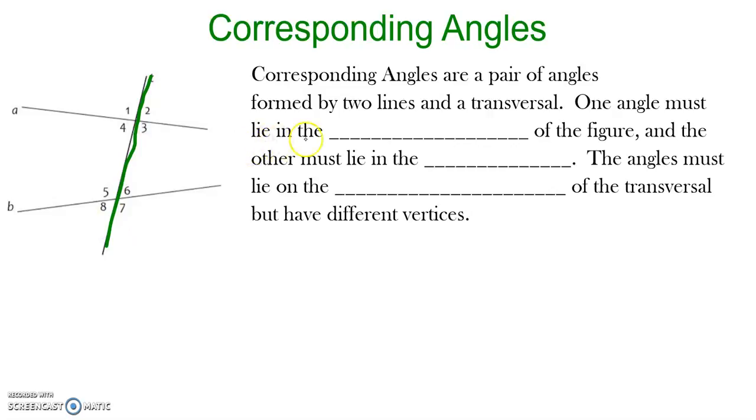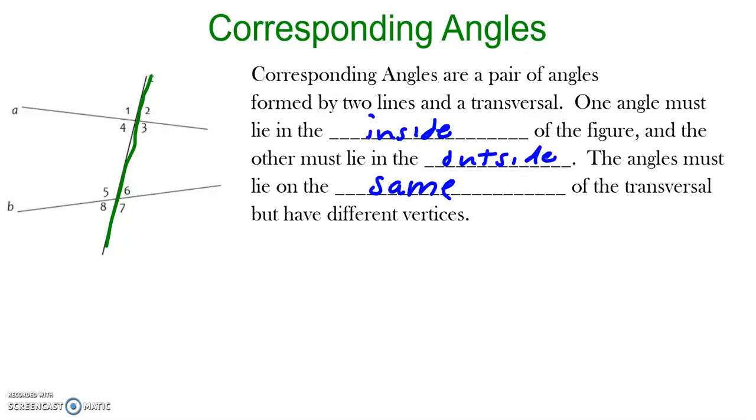One angle, though, must lie inside of the figure or inside of the lines, and the other must lie on the outside of the two lines or of the figure. The angles must lie on the same side of the transversal but have different vertices. And I feel like especially in this picture, it's important to show you all the possible corresponding angle pairs.